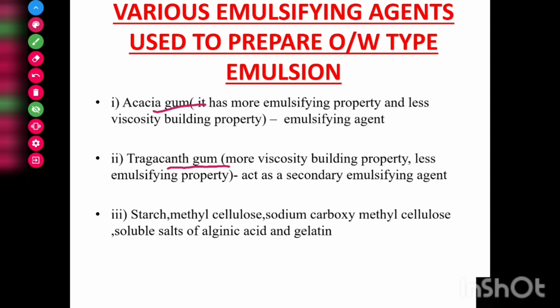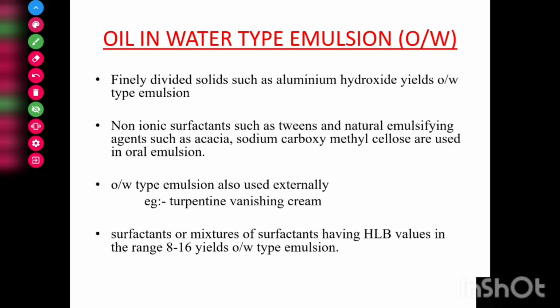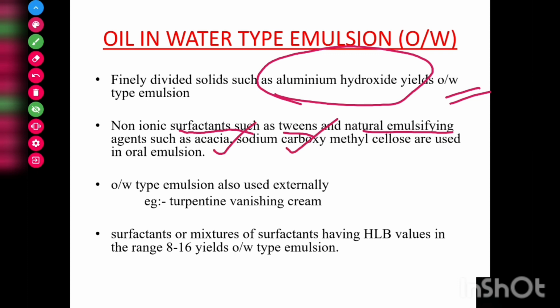Then of course starch, methyl cellulose, sodium carboxymethyl cellulose etc. are used to prepare oil in water type emulsion. Finely divided solids such as aluminium hydroxide yield oil in water type emulsion. Non-ionic surfactants such as tween, natural emulsifying agents such as acacia, sodium carboxymethyl cellulose, these are also used to prepare oral emulsion. Oil in water type emulsion we can also use externally.